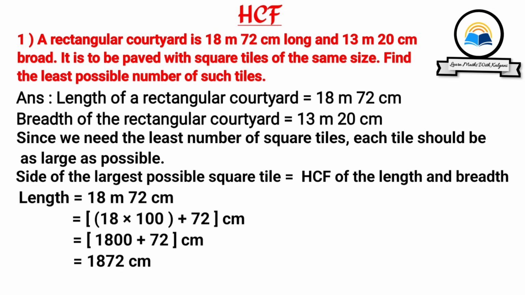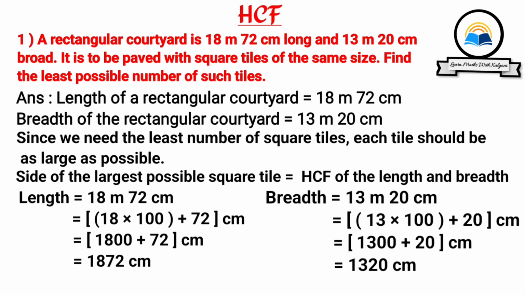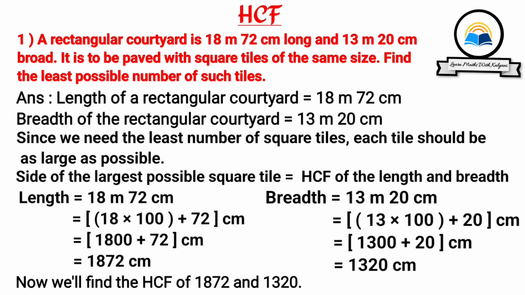Length equals 18 meters 72 centimeters equals 18 times 100 plus 72 centimeters equals 1800 plus 72 centimeters equals 1872 centimeters. Breadth equals 13 meters 20 centimeters equals 13 times 100 plus 20 centimeters equals 1300 plus 20 centimeters equals 1320 centimeters. Now we'll find the HCF of 1872 and 1320 by using division method.